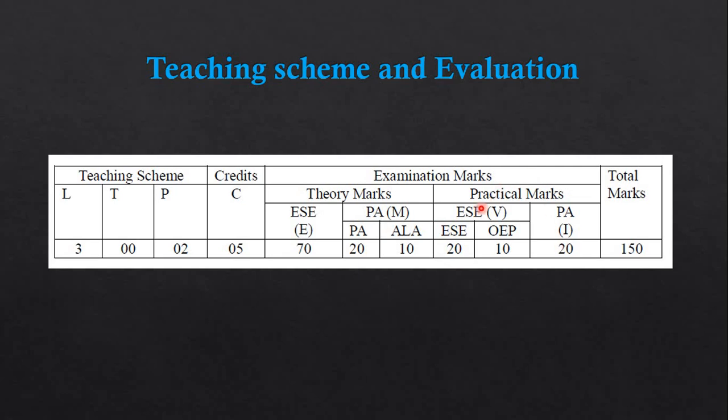Then the practical marks, that are ESE, end semester examination Viva, for 20 marks and open-ended problem 10 marks, and PA, that is internal Viva, for 20 marks. So total 100 marks for the theory and 50 marks for the practical. So 150 marks are the total marks of this subject.